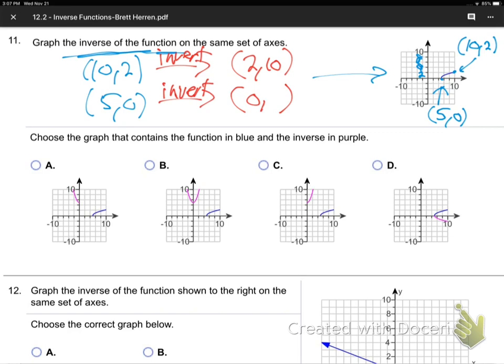You might wonder why we're doing such a weird thing as inverse functions, but in higher math and science, they use inverse functions all the time to do math and science and engineering and real life things. So it's an important thing we're studying here.